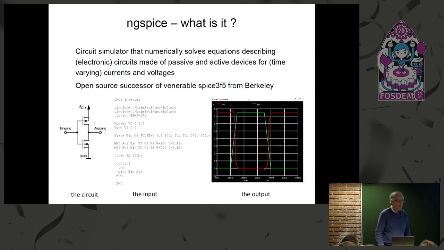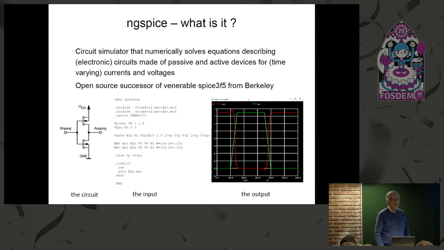Just to wrap up, ngspice, what is it? It's a circuit simulator. It solves the equations of electronic circuits, and these electronic circuits may be made of passive and active devices, and we want to solve the equations for time-varying currents and voltages. Its name says it: it's the open source successor of the venerable SPICE 3 from Berkeley.